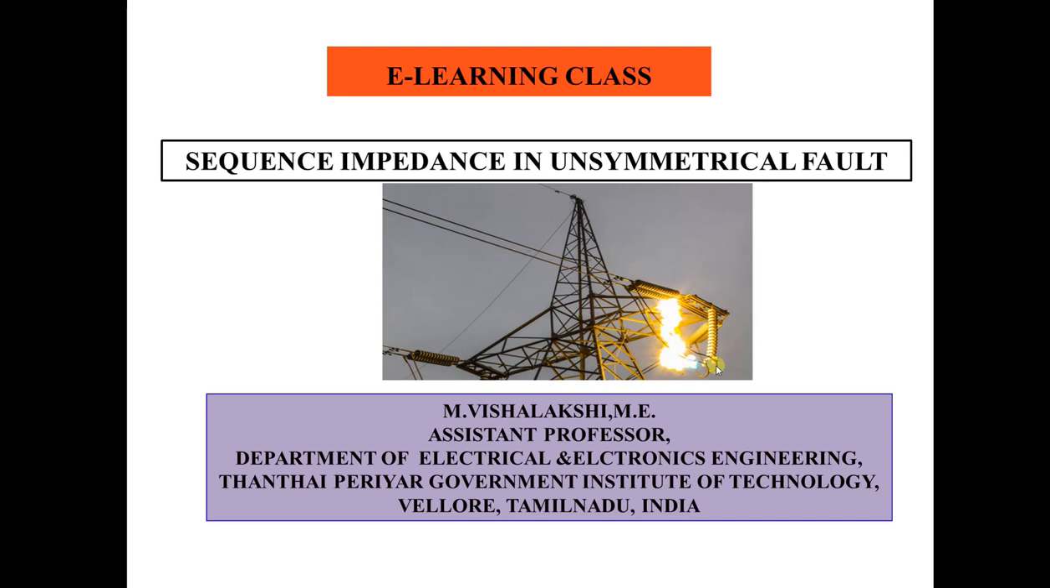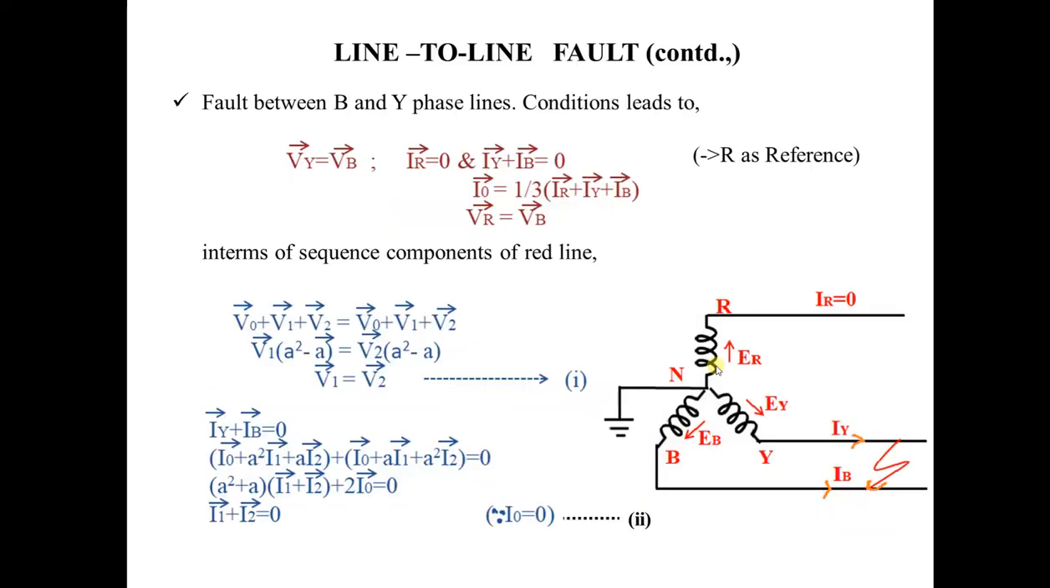Welcome to e-learning class, and today's topic is the continuation of types of fault. In the previous lecture, we saw the single line to ground fault, and the continuation is the line to line fault. In line to line fault, we are just considering between Y and B phase. For this condition, Vy and Vb will be equal, the reference current IR will be equal to 0, and Iy plus Ib will be equal to 0.